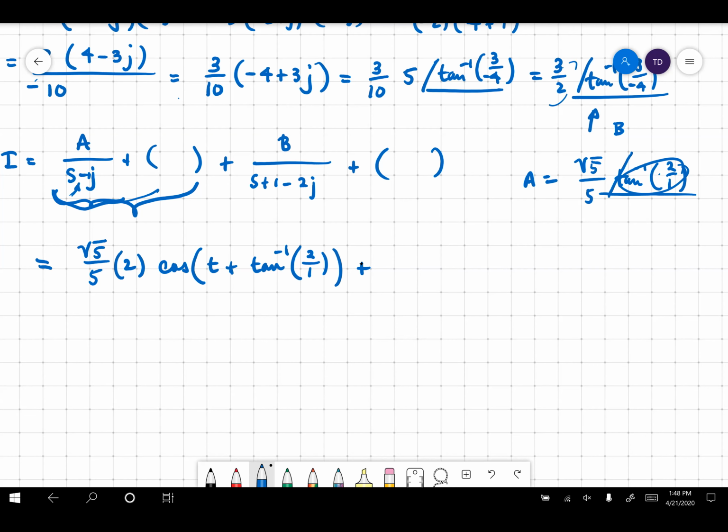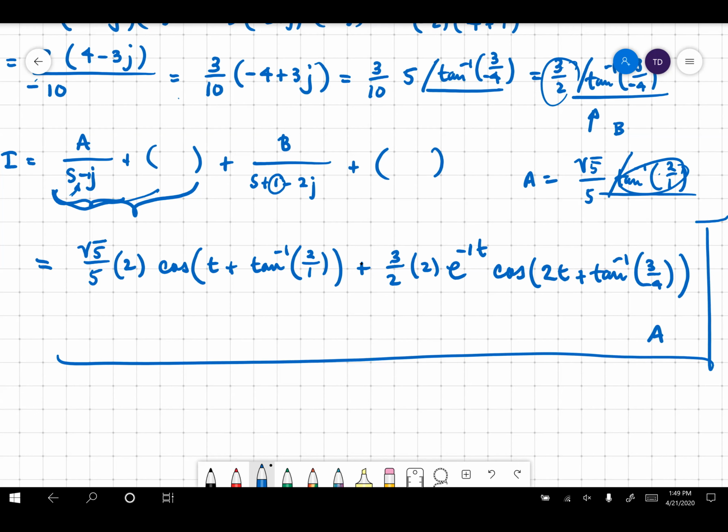From the second one, I get the same sort of thing. So I get this multiplied by 2, 3/2 times 2 times e to the minus 1t cosine of 2t, and then I have its angle, and its angle is plus tan inverse of 3 over minus 4. And that is I in amps. Boom, box it up. Obviously, you can multiply those numbers through. Those twos cancel. And that is our answer.